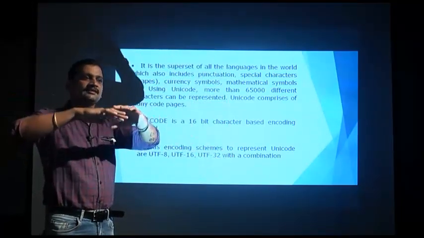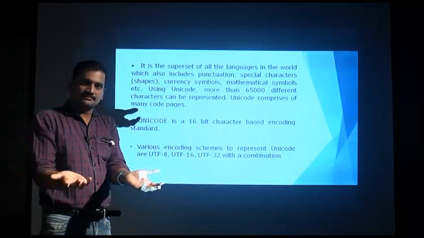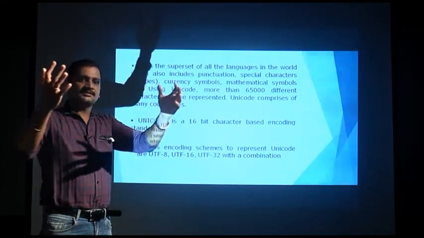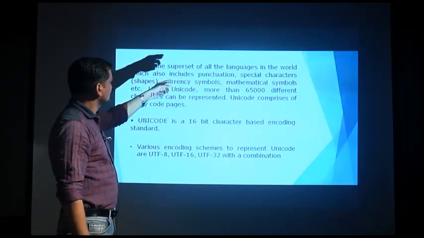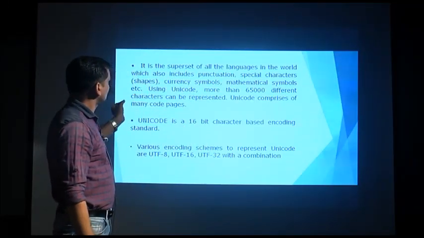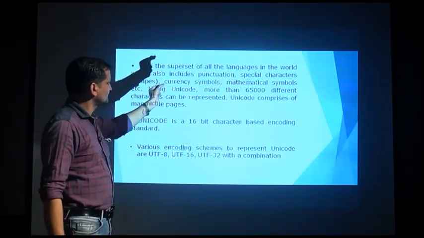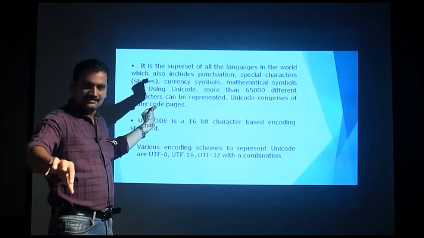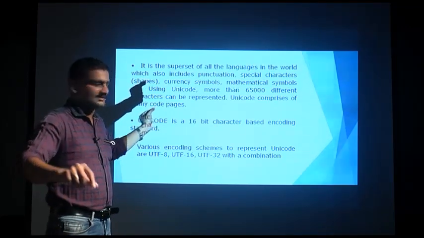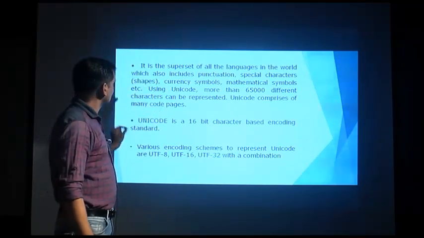Whatever the number of languages throughout the world, whatever the combination of character sets, all can be represented in this. So, this is called a superset of all the languages in the world, which includes not only characters, alphabets and numbers, but also punctuation, special characters, shapes, the different types of brackets you can find on the keyboard, currency symbols, mathematical symbols, etc.